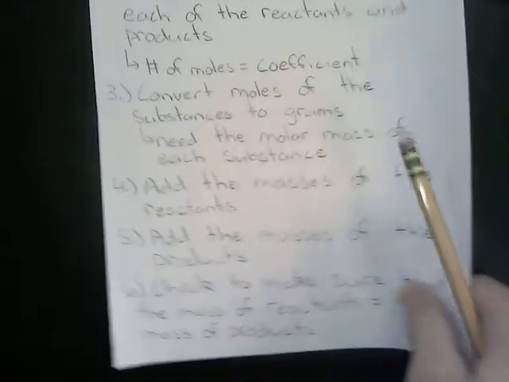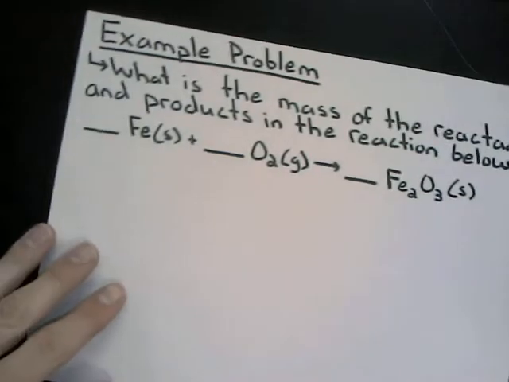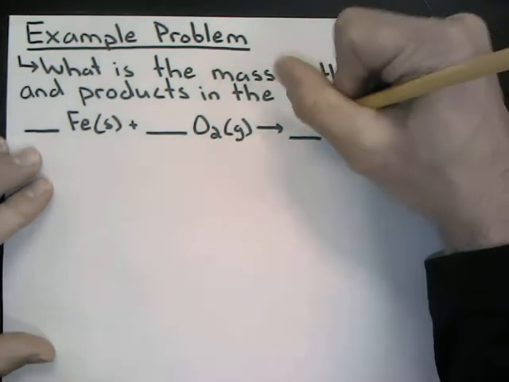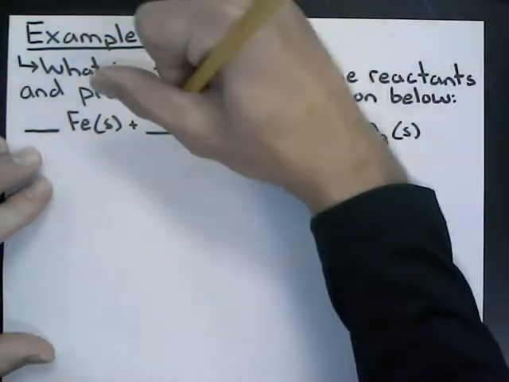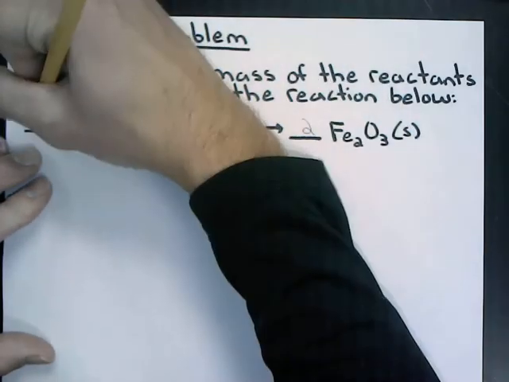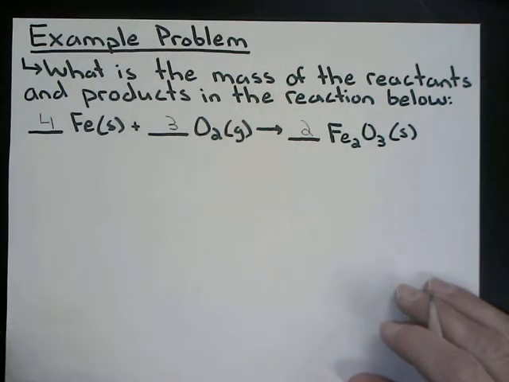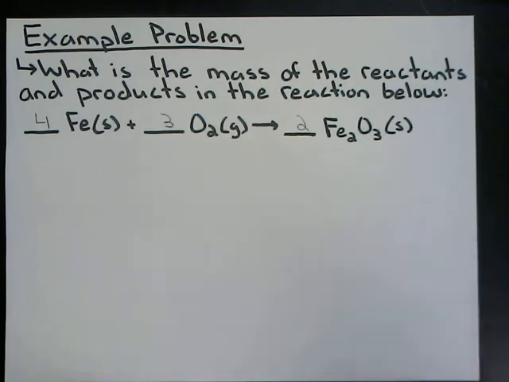So, luckily for us, what we have here is the same equation that we've been working with. So if you remember this, to balance it, I'm going to start on the right actually. We had a 2, then we had a 3 in front of O2, and then we had a 4 in front of Fe. So we balanced the equation, that is step 1.